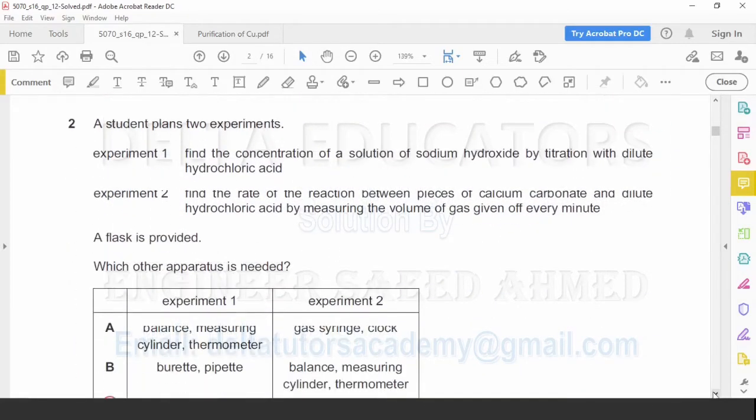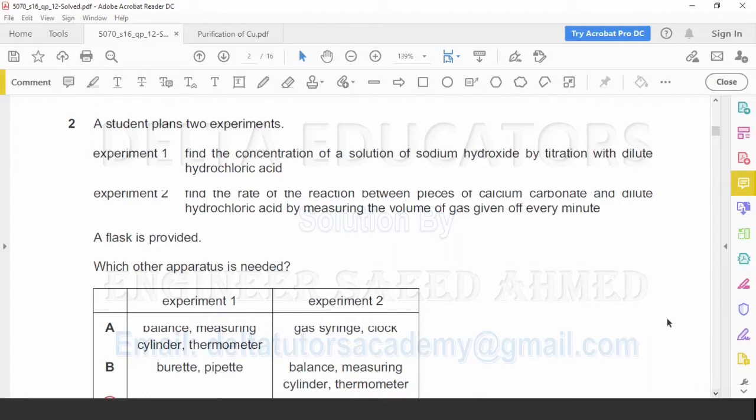Question number 2. A student plans two experiments. Experiment 1. Find the concentration of a solution of sodium hydroxide by titration with dilute hydrochloric acid. Experiment 2. Find the rate of the reaction between pieces of calcium carbonate and dilute hydrochloric acid by measuring the volume of gas given off every minute. A flask is provided. Which other apparatus is needed?